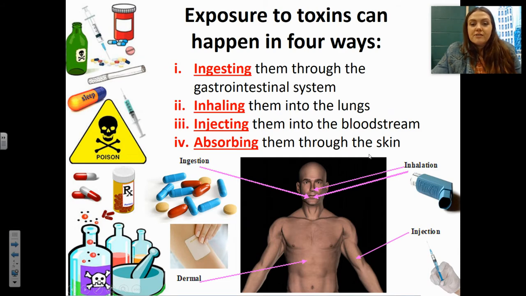Exposure to toxins can happen in 4 ways. Ingesting, so through eating. You can obviously eat the poison. Inhaling, so you're smoking something or inhaling something. Even an inhaler, if taken enough, is a poison. Injecting, so injecting it straight into the bloodstream, like poison or heroin. Absorbing through the skin. Some things go directly through your skin, like radiation poisoning. That's still poisoning, it just goes straight through your skin.